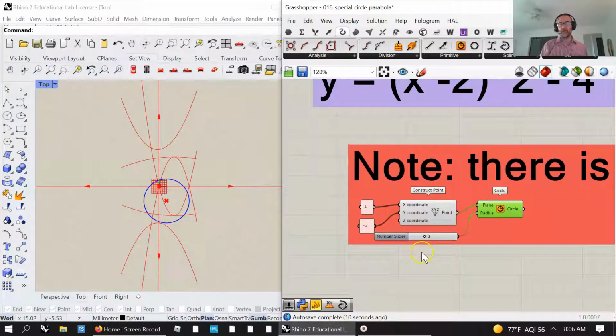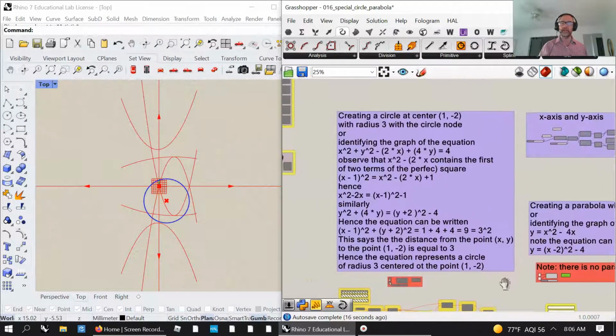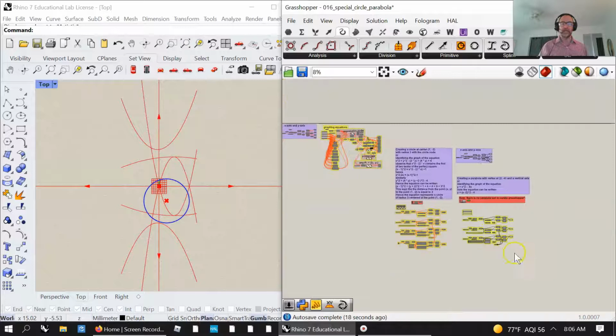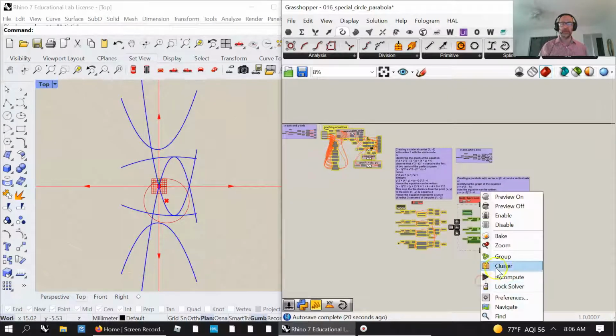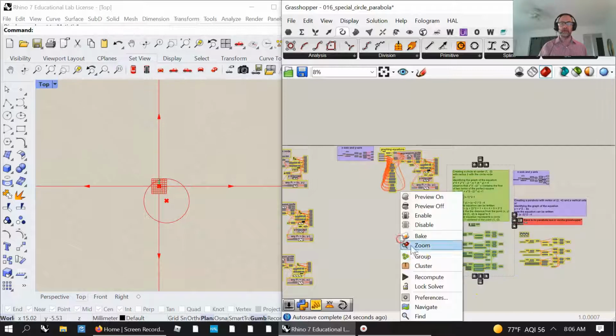You know, you take a circle, you find a point, you put it in. But I want to go back a second on this and take a look at what a circle really is, and I want to talk about that. So I'm going to take my parabola script and disable it, and I'm going to go into my circle scripts, which are here, and enable those.